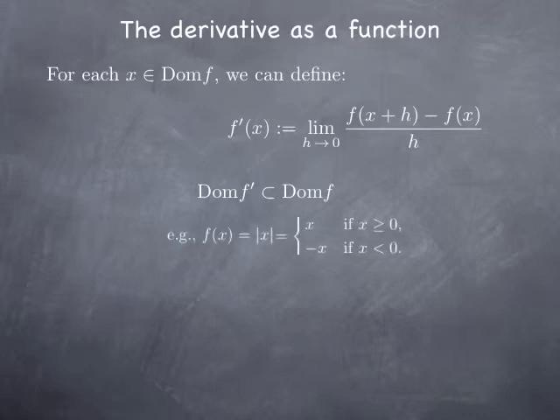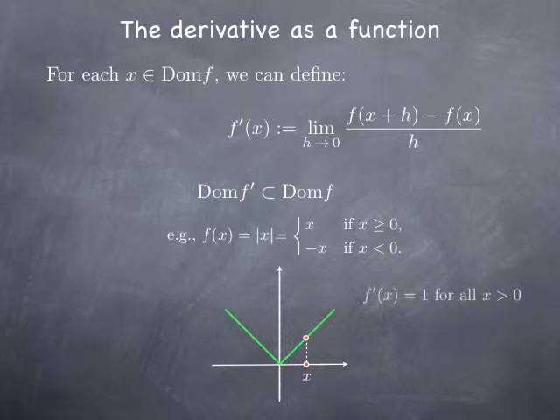As we have already seen, for instance, the absolute value function is a function that is defined on the entire real line, but we have seen that its derivative is not defined at 0. It is defined, however, at every other value. For instance, if x is positive, then the tangent line to the graph of the function at that particular point is the line y equal x if x is positive. Therefore, it has slope 1. In other words, the derivative at x for positive x is 1.